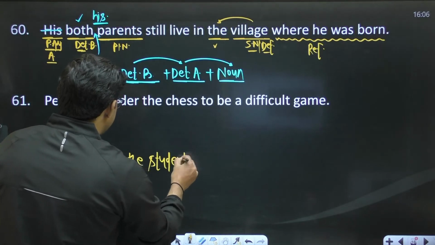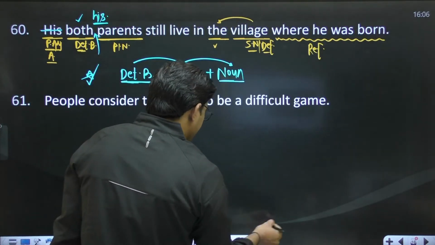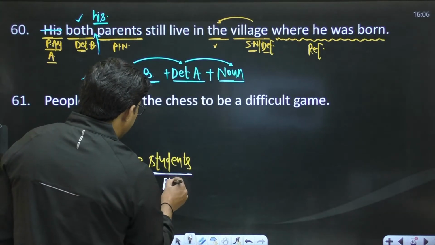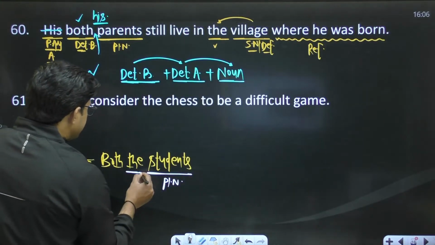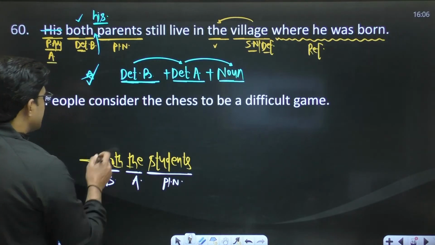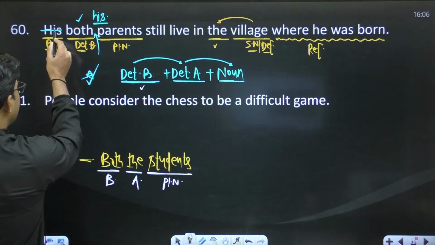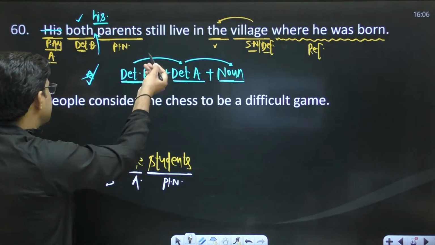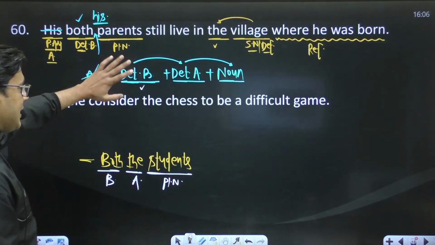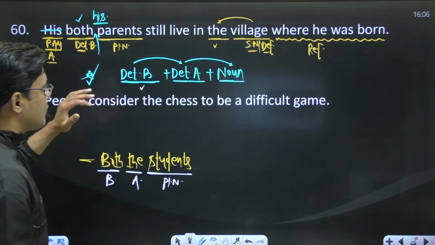So in this sentence also, you know it very well. This word students is a plural noun, this is the determiner of group A, and this is the determiner of group B. So this is the concept. The sentence will be like: both his parents still live in the village where he was born. If you write like this, the sentence will be fine.